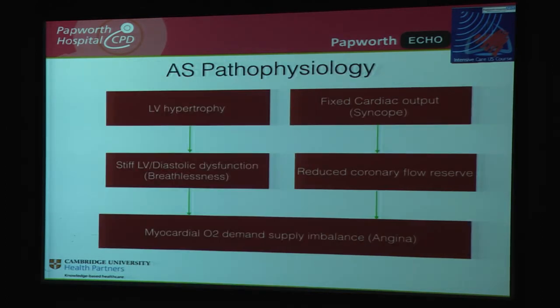And LV hypertrophy happens, as discussed. Because of a stenotic valve, you get fixed cardiac output, which causes syncope. You get a stiff LV, and that causes breathlessness. The coronary flow reserve is reduced, but the demand of oxygen because of the hypertrophied ventricle is increased. So patients with aortic stenosis get angina.